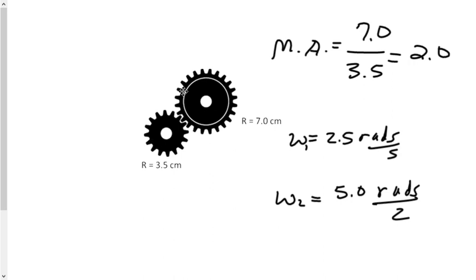I'm pushing on this gear. I have to push with a larger force to make that one move. You're probably familiar with that when riding your bicycle. When you get a larger gear on the first pedal, it's harder to push down on those gears. So again, nothing for free in physics, but that's how gear ratios work.